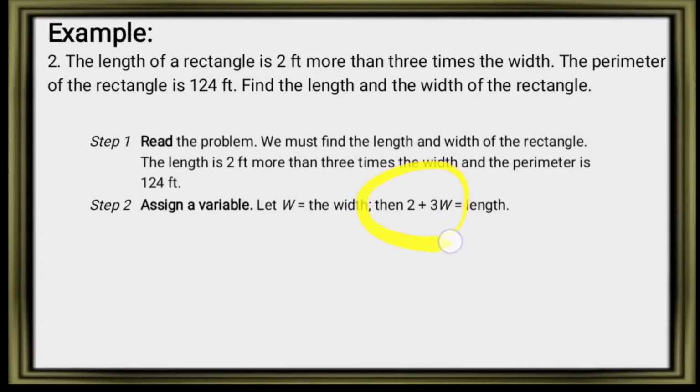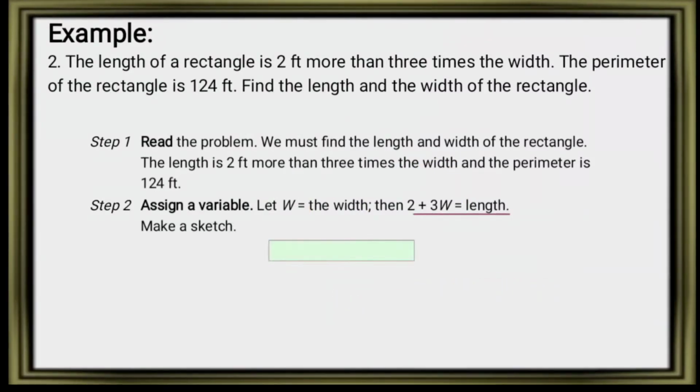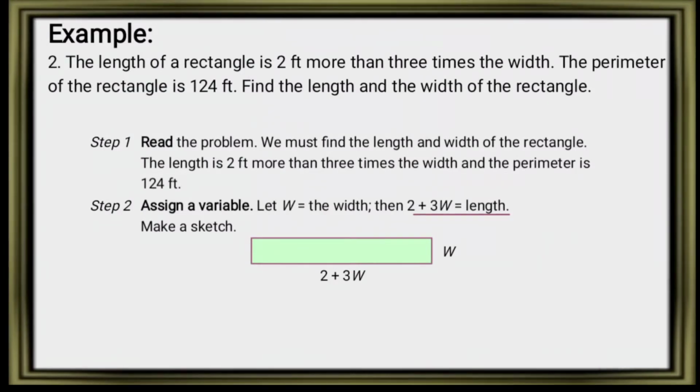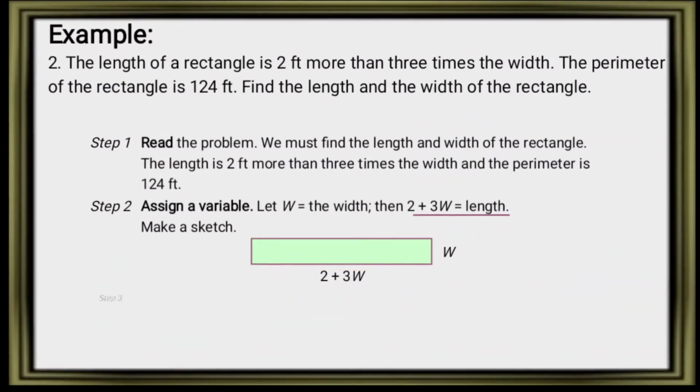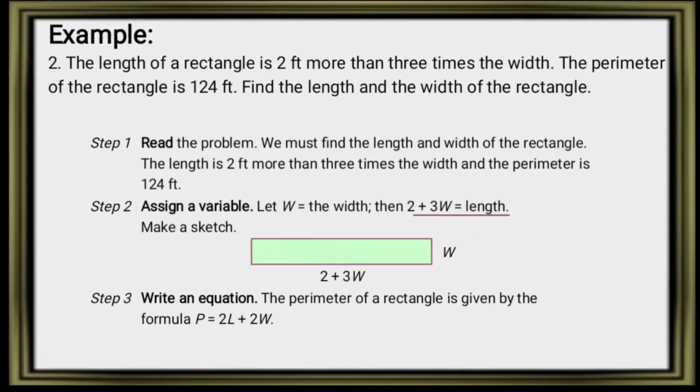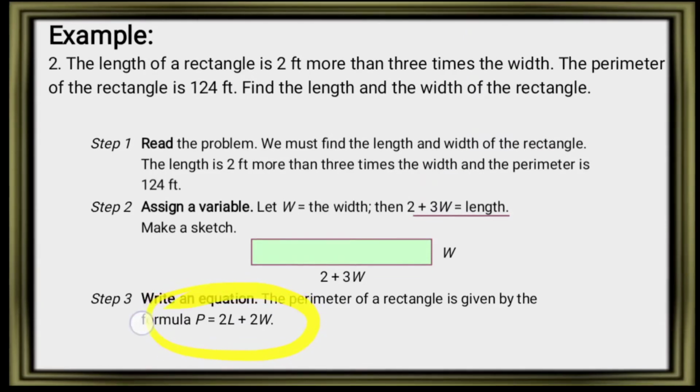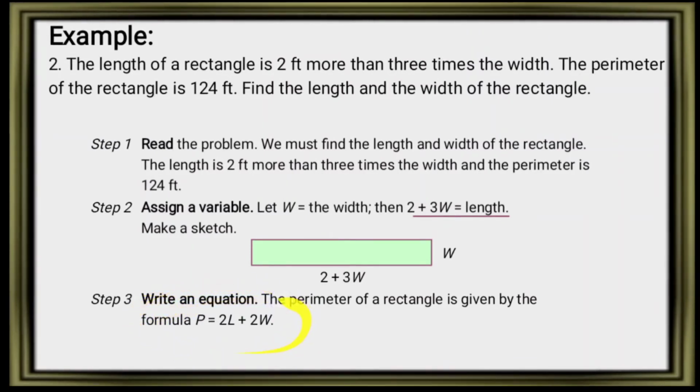This is our length. This is our width. Now, let's make a sketch. As you can see, our rectangle. Then we have here the width and here the length. Okay, so write an equation wherein the perimeter of a rectangle is given by the formula. So this is the formula of the perimeter of a rectangle. Perimeter is equal to 2 times length plus 2 times width.